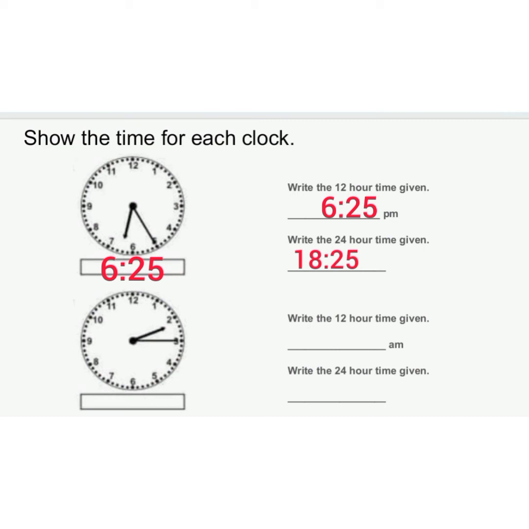Looking at the analog clock below, we can see where the hour hand and the minute hand lie. So we will write the answer 2:15. So for the 12-hour time given, they want us to write the AM time. So for the AM time, I'm going to write 2:15 a.m.